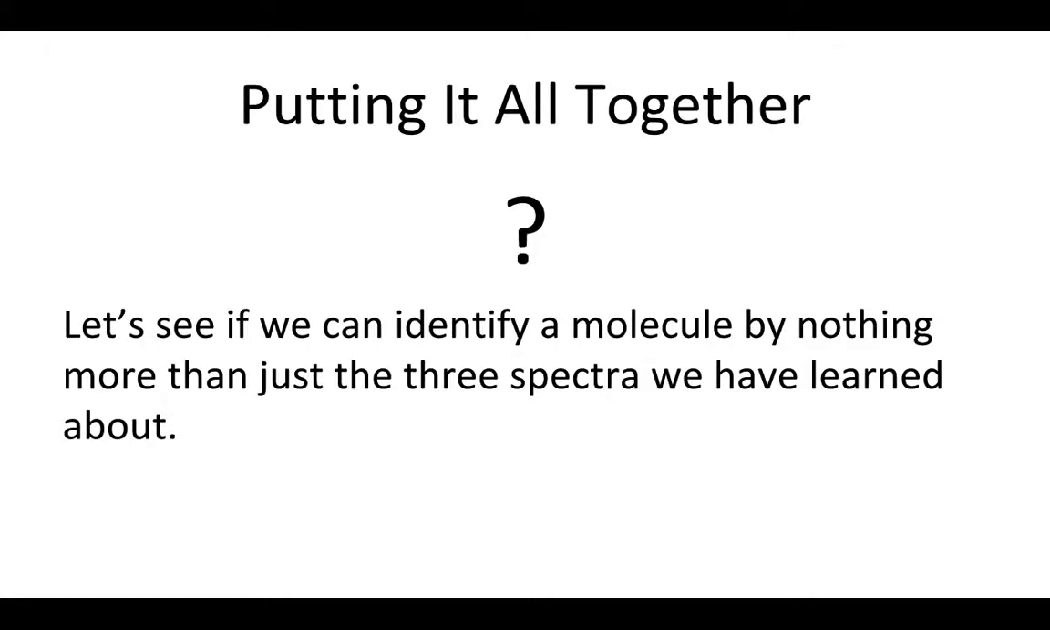Okay, so let's put it all together. Let's take a look and see if we can identify a molecule just by looking at the 3 types of spectroscopy that we've got. So we have no idea what a substance is. It's given to us, and we need to tell somebody what it is. So we're going to use our mass spectrometer, our infrared spectrophotometer, and our nuclear magnetic resonance spectrometer as well.